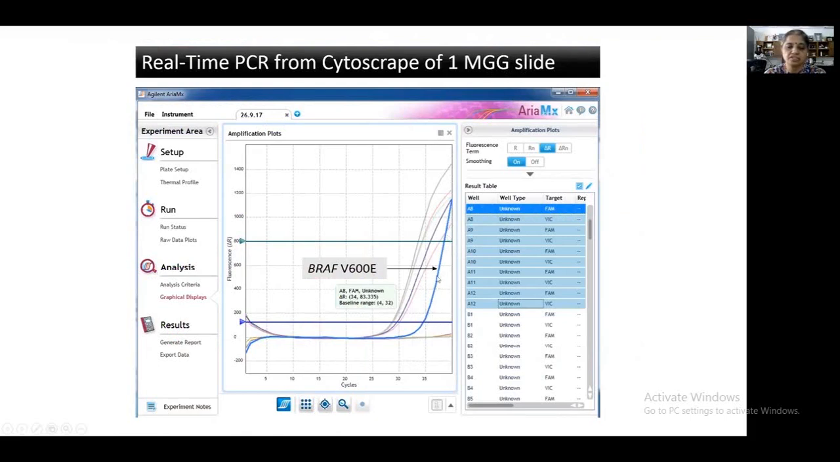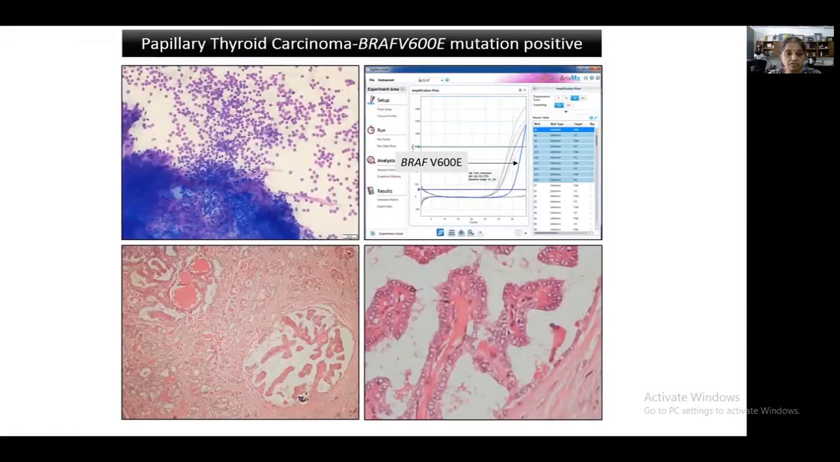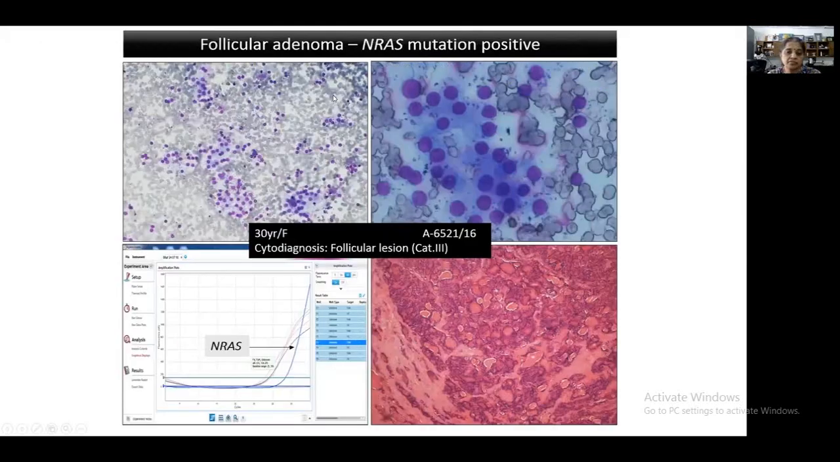So this was the FAM. You can see the CT value, which was 34 or something, which is positive here, and the internal control has also done well. Here's another case, again a PTC, histologically proven, again positive for the BRAF V600E mutation, shown by this. This is the positive signal.